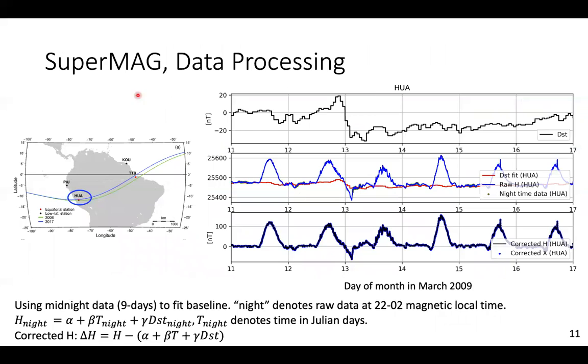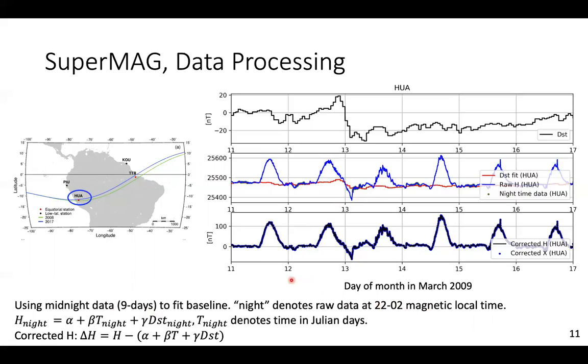The second observation is the Supermag. And here is an example. We plot the result at this station in South America. The top panel is the Dst index. And the middle panel, the blue color, shows the Supermag data in the horizontal component. And the red color is the fitted baseline. We utilize the Julian days and the Dst number and the midnight data to fit the baseline.